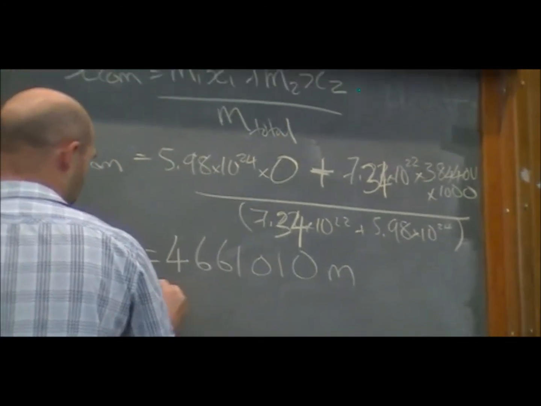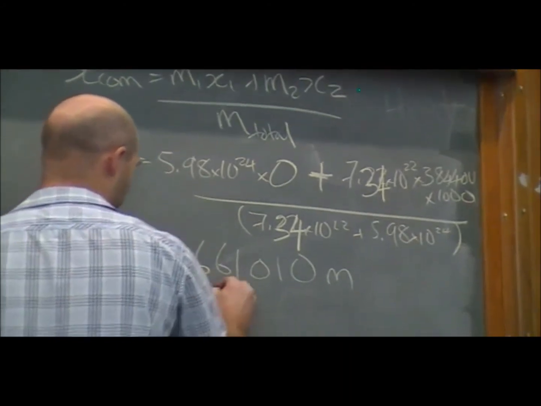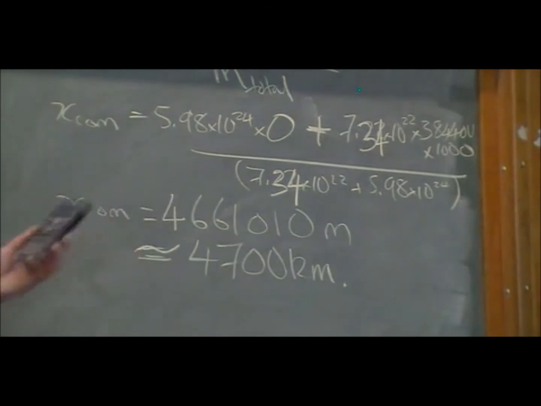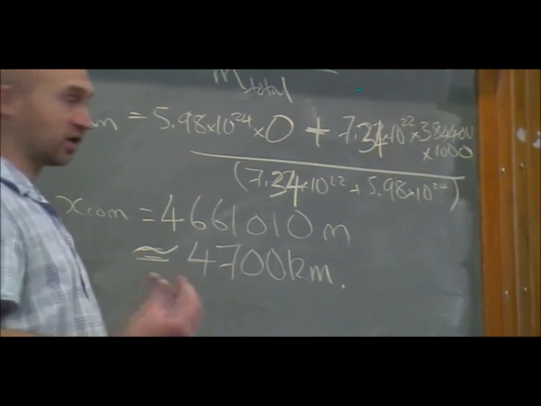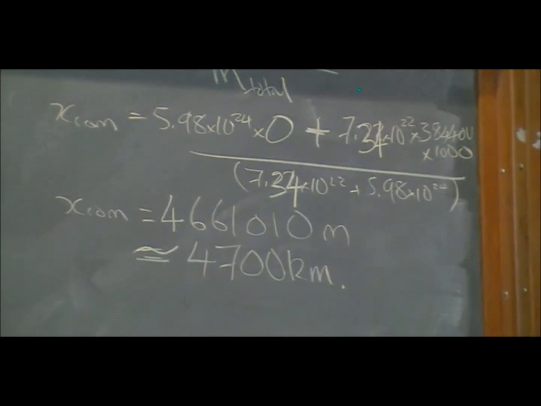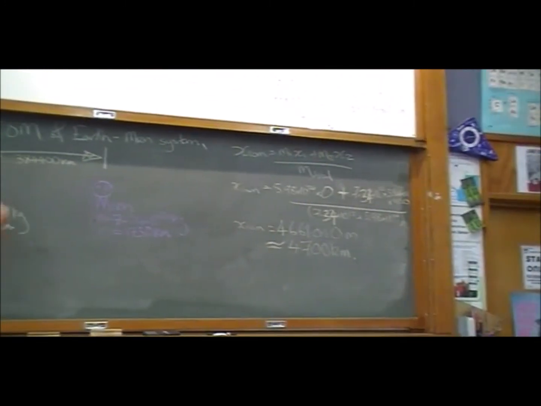So it works out at around about 4700 kilometres. What's the significance of that answer? Where is that? Within the Earth. It's within the Earth. That's the kind of weird and unexpected result. It's about 4 out of 6, approximately 2/3 of the way to the centre of the Earth.